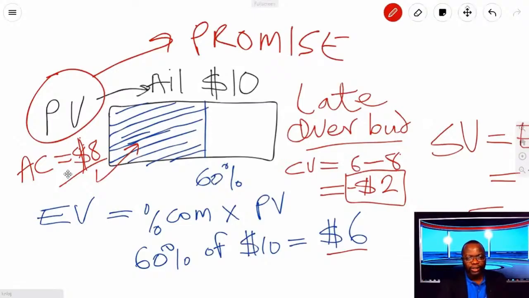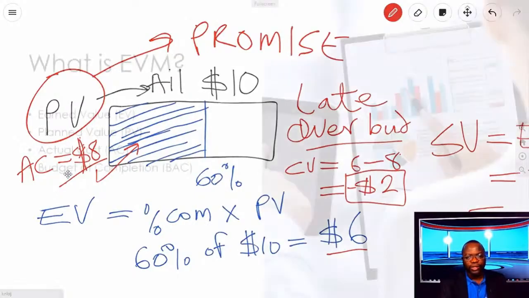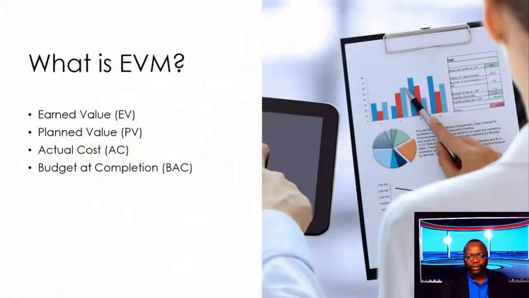So there's quite a lot of stuff here, guys, to talk about, okay? So going back to our slides here, what is EVM? Now you have a good idea of EV, PV, and AC. Now let me show you when we talk about the budget at completion, there is often some confusion from people about the BAC. I want to see if I can address some of those pieces of confusion.